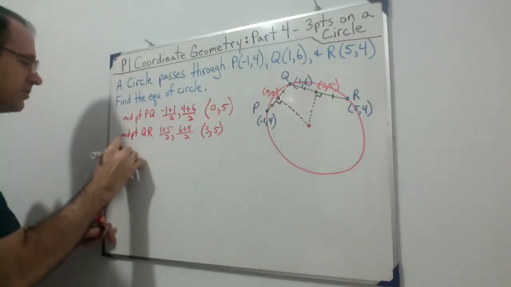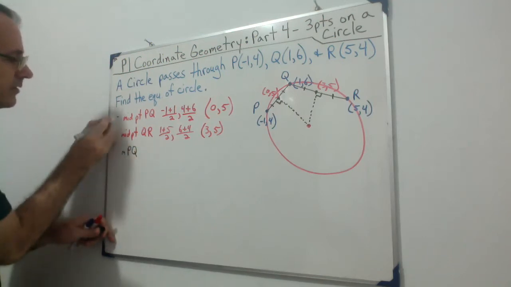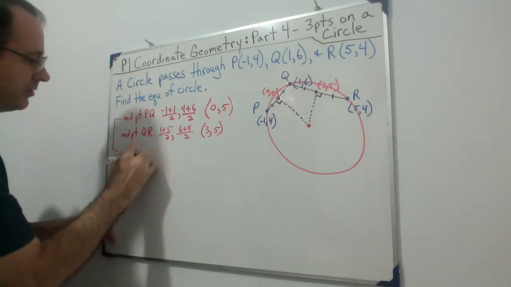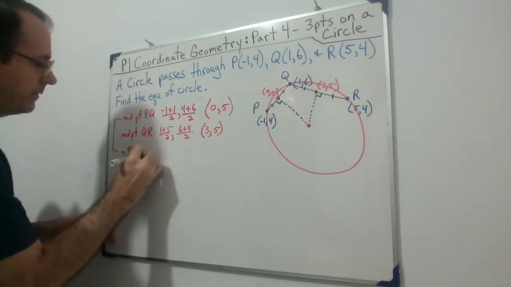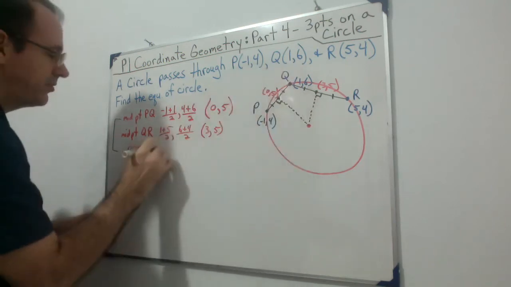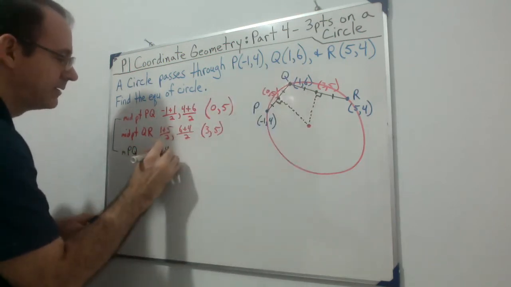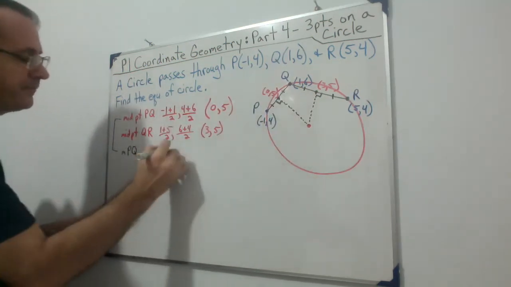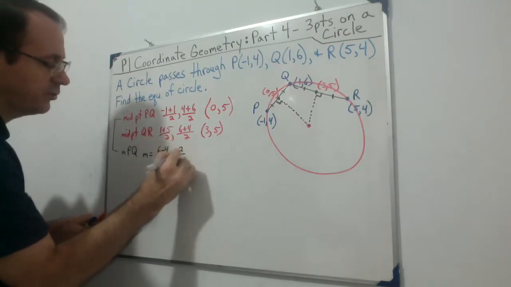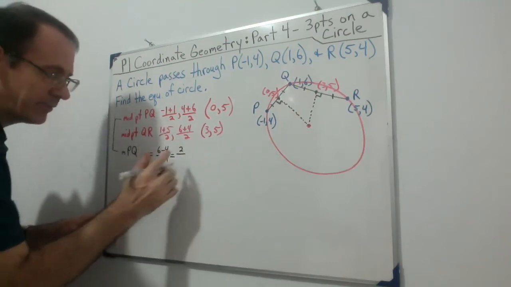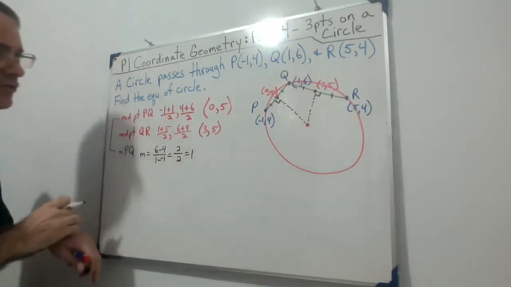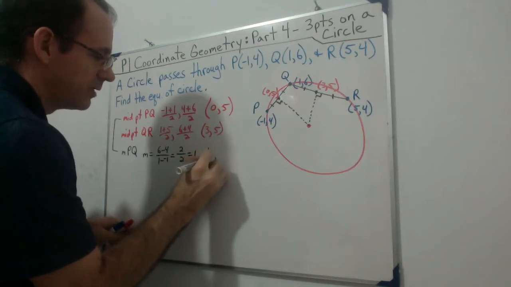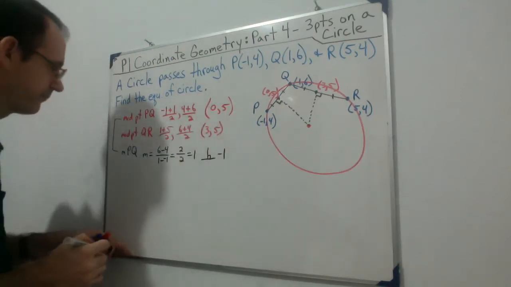So let's use our slope for PQ. The slope m equals y2 minus y1 over x2 minus x1, which is 6 minus 4 is 2, and 1 minus -1 is 1 plus 1, that's also 2. So we have a slope of 1, which means the perpendicular slope is -1.